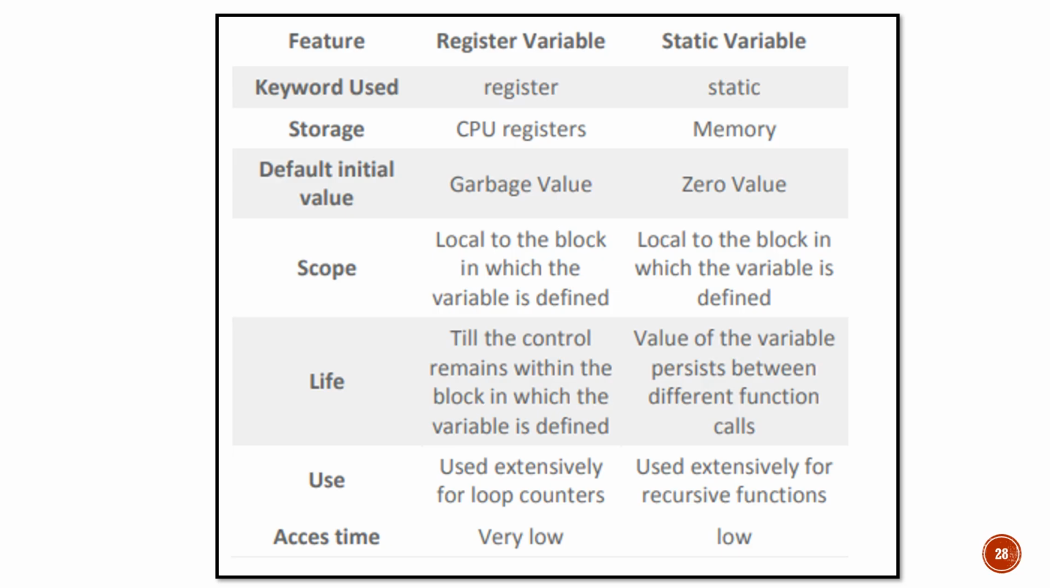Another important difference is with regard to the access time. Accessing a register variable is very quick, so the access time will be very low for the register variable. But for a static variable, it will be comparatively bigger than for a register variable.